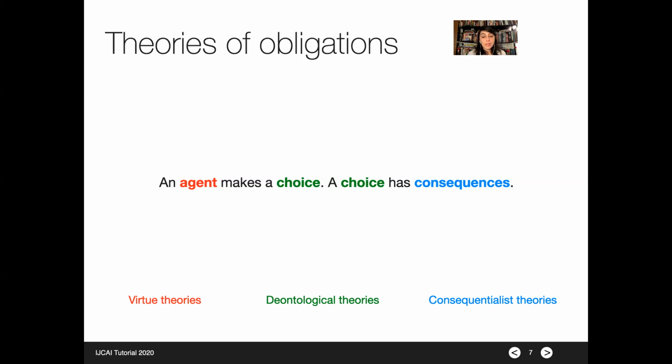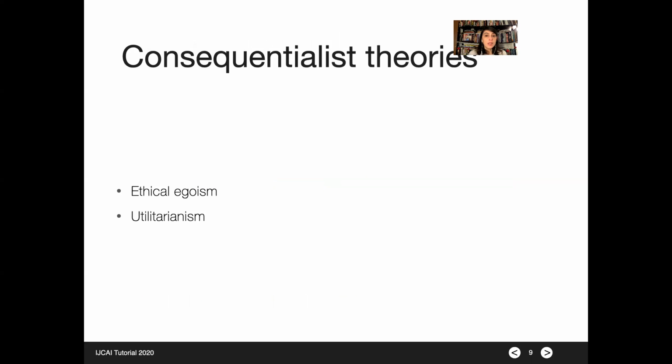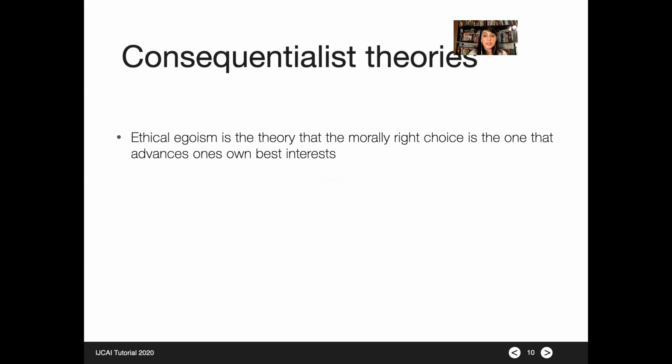Now, since consequentialist theories have a special place in machine ethics, I'm going to start with consequentialist theories, then introduce deontological theories, and lastly virtue theories. There are two consequentialist theories that I will mention very briefly, quick and dirty. The first one is called ethical egoism, and the second one is called utilitarianism. Ethical egoism stipulates that the morally right choice is the one that advances one's own best interests.